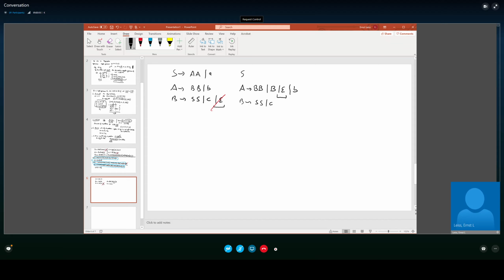So we have S goes to AA. I'm just writing everything down. So now the B goes to epsilon is eliminated, but we have an A goes to epsilon. So we now have to eliminate that, which means there's only one production, S goes to AA, in which the A goes to epsilon has to be applied.